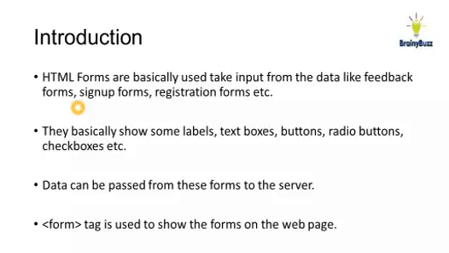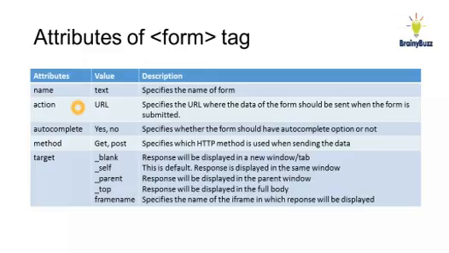The form tag is used to show the forms on the web page. After that, for the form tag you have some attributes like name, action, autocomplete, method, target. Basically name specifies the name of the form. Action, we give the URL as the value over here. It specifies the URL where the data of the form should be sent when the form is submitted.